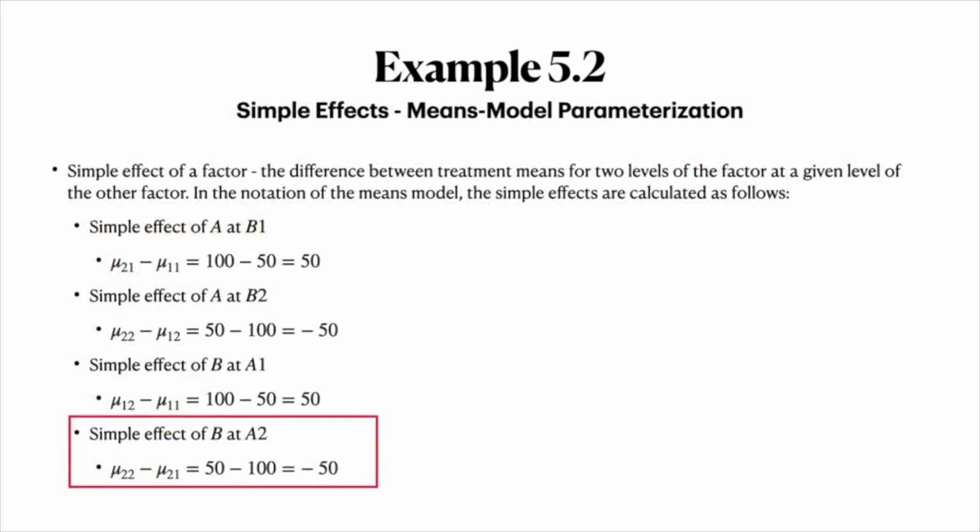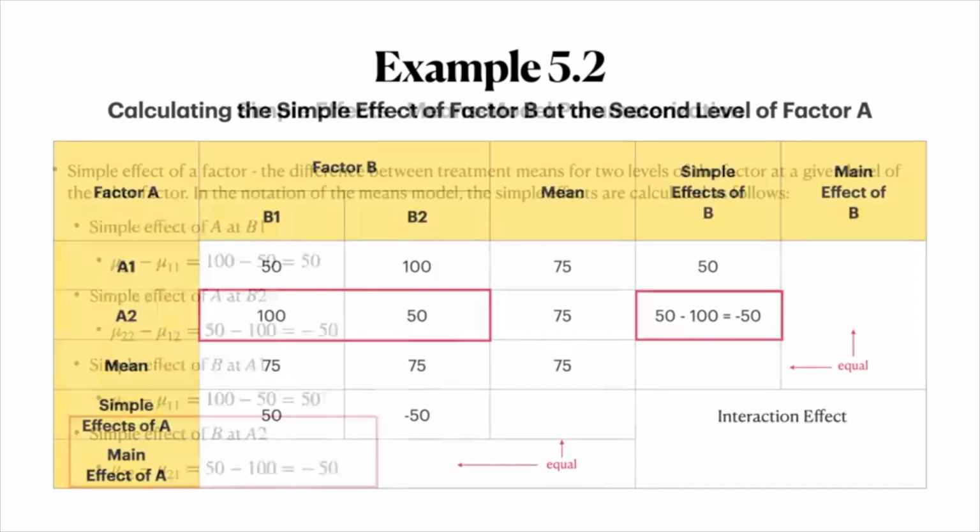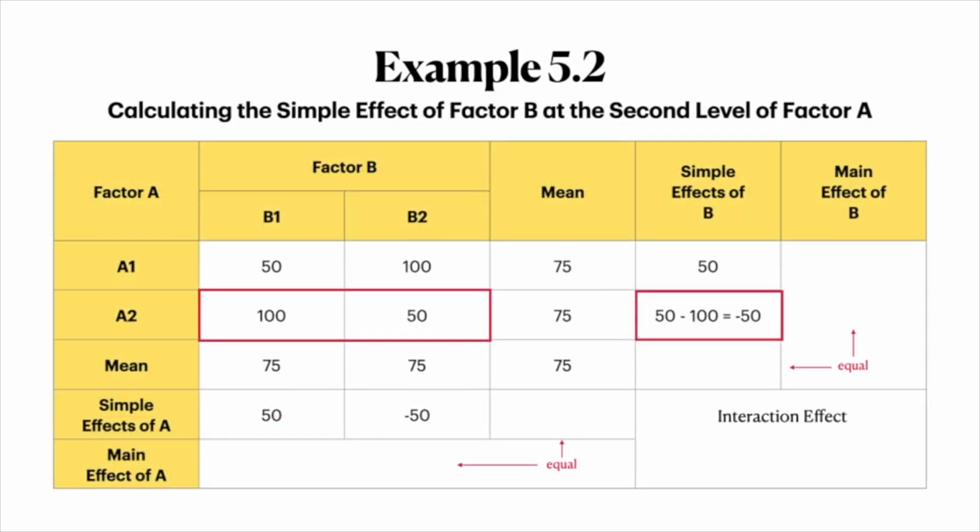And then finally, the simple effect of B at the second level of A, so at A2, is by definition mu22 minus mu21. That would be 50 minus 100, or negative 50. And so demonstrating this calculation in the context of the table, we would be taking the difference between the two means for the treatment combinations that have received the second level of factor A. So 50 minus 100, that gives us negative 50.